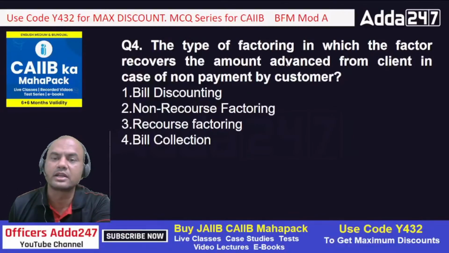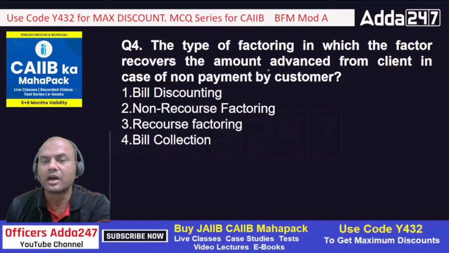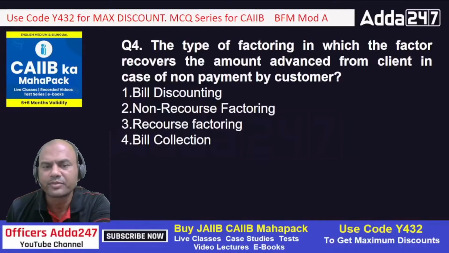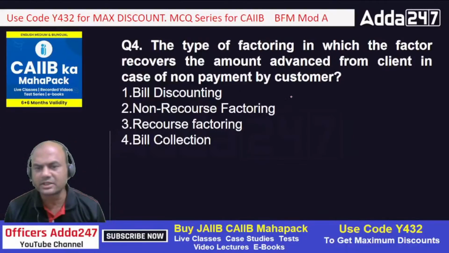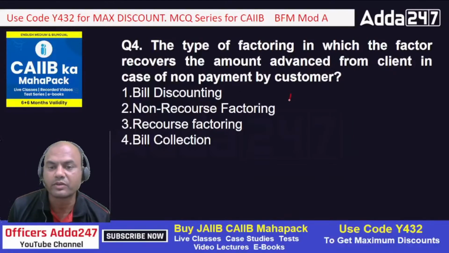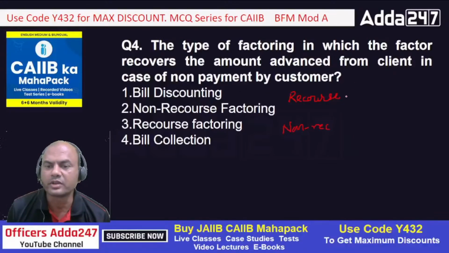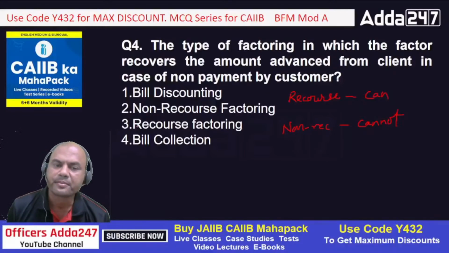These can be definitely handled by the factor, isn't it? Which type of factoring is one in which the factor recovers the amount advanced from the client in case of non-payment by the customer? Just now I told you, right? Bill discounting, non-recourse, recourse and bill collection. I gave you 2 definitions over here. One was recourse and second one was non-recourse, right? So recourse means can recover, and non-recourse means cannot recover. So the answer for this is correct.